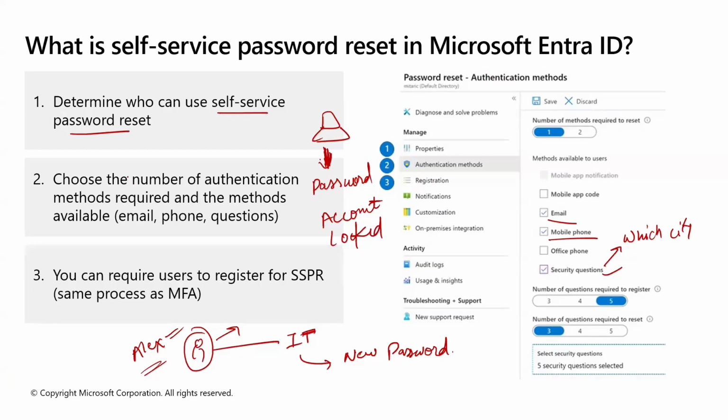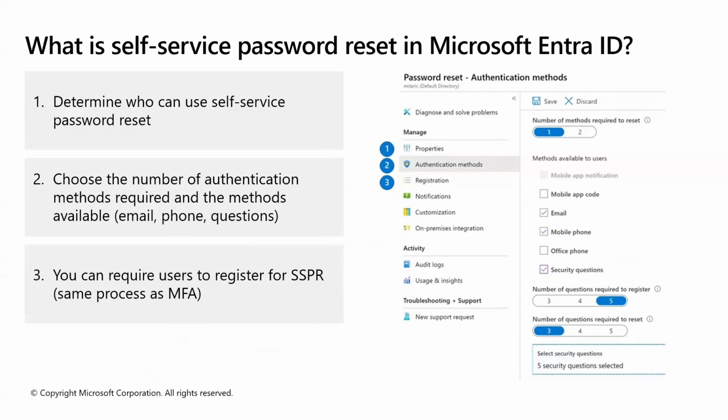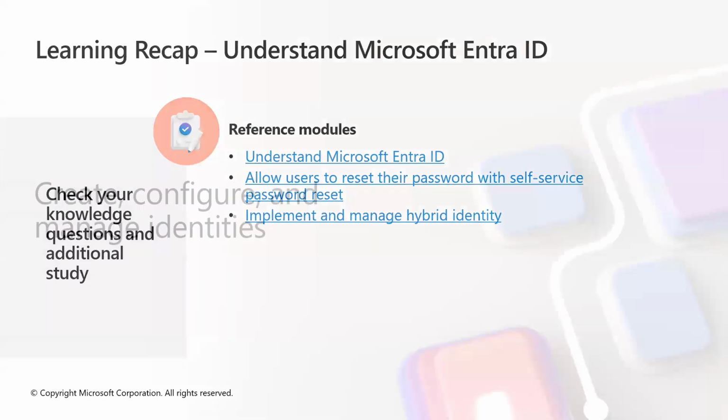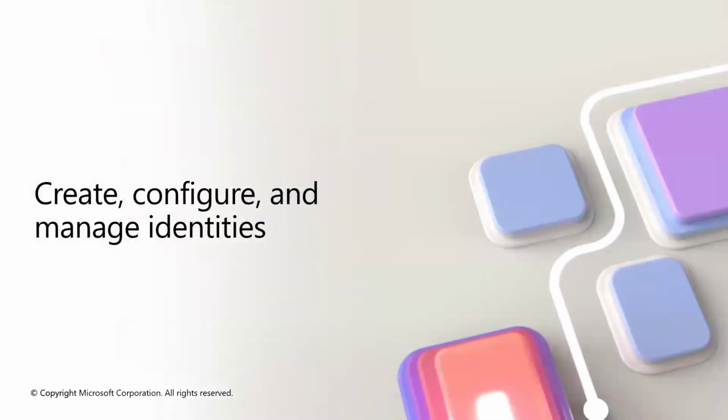Okay, so we can choose the number of authentication methods required and the methods available, right? And you can require users to register for SSPR, same process as MFA. That is self-service password reset. Okay. Now we have talked about users, we have talked about self-service password reset, what is Active Directory Domain Services, then what is Azure Entra ID, all these things.